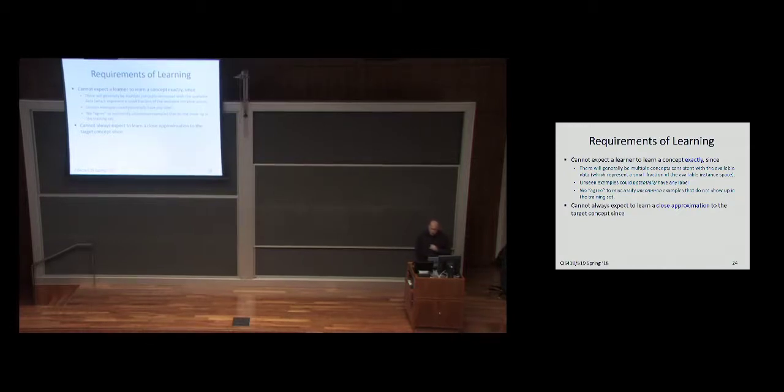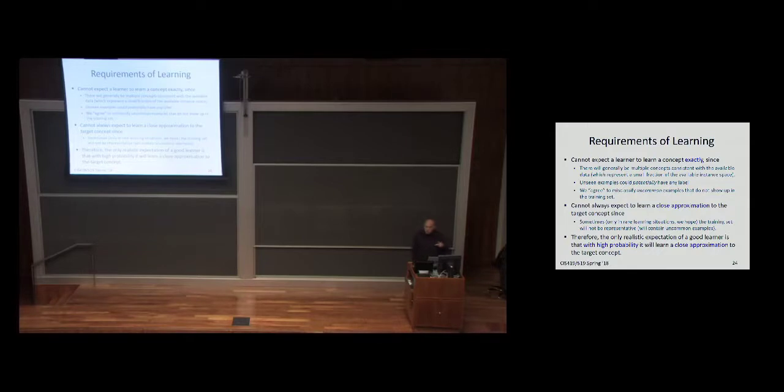Second, we cannot expect to learn a very close approximation to the target concept because sometimes, even if we make this assumption on same distribution, it so happened that the sample that we've seen is not representative. Right? There could be a probability that this happens because everything is probabilistic.